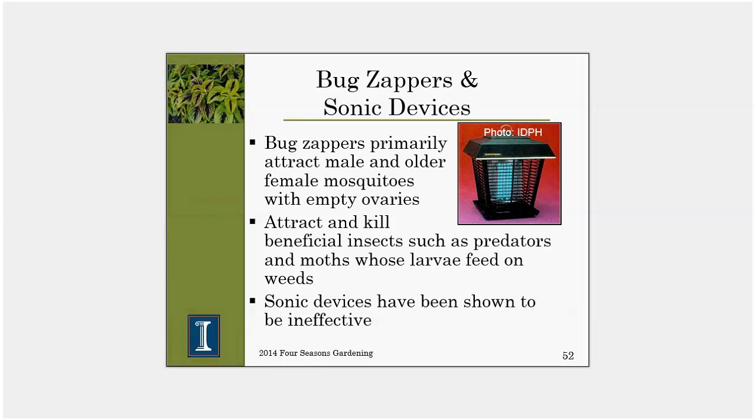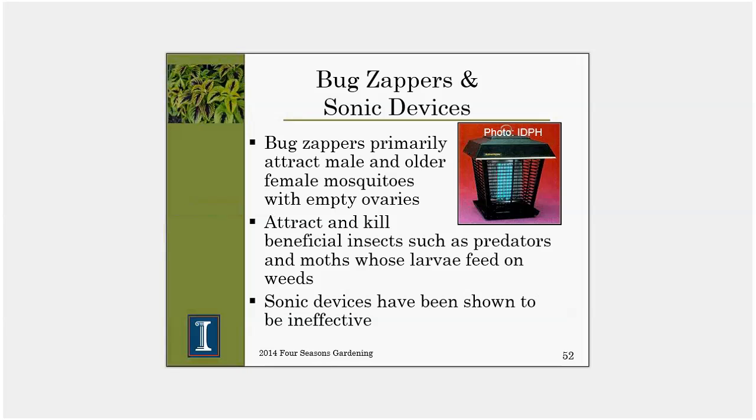The female mosquitoes that go to a bug zapper and get killed are ones that have already emptied their ovaries. They cannot lay any more eggs, they're old ones, and so they're not a problem anyway. They're not going to be looking for a blood meal. Zappers do tend to attract a lot of beneficial insects. Predatory insects such as ground beetles are caught in large numbers by these things, which feed on other insects, many of them harmful insects.